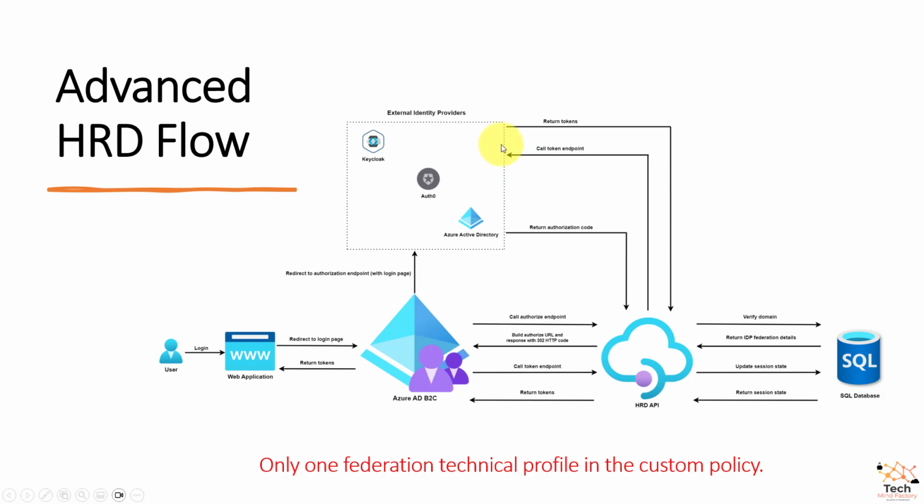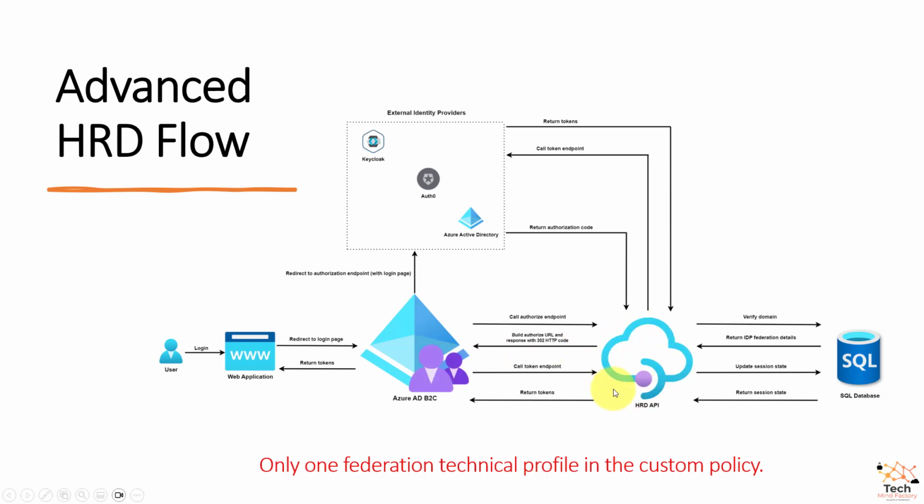So now what will happen, our external identity provider will return tokens to the HRD API again. And what we will do here, we will extract the claims from the external tokens, and we can do it in a custom way. We can just get the claims we really need to include in the token that will be returned to the B2C. And here we are building the token or set of tokens, like ID token and access token, that will be returned to the Azure AD B2C.